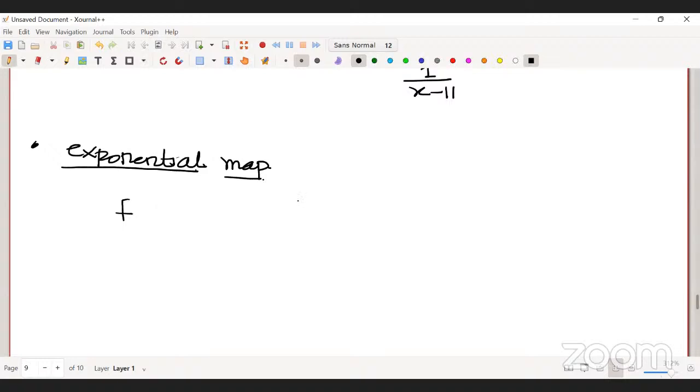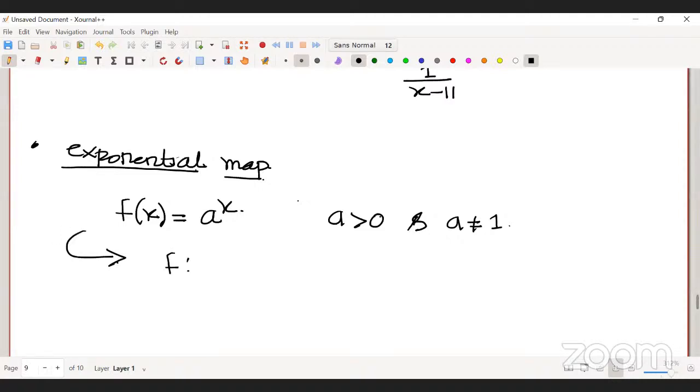So the next thing is this exponential map, with the condition that a is greater than 0, and one more condition is there. What is that? a is not equal to 1. So this is a 1-1 map. This exponential map is basically a 1-1 map from the set of real numbers to 0, infinity. The domain of this map is the set of real numbers, and the codomain, or the range of the map, is 0, infinity.